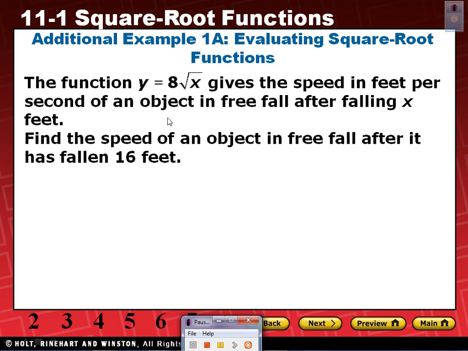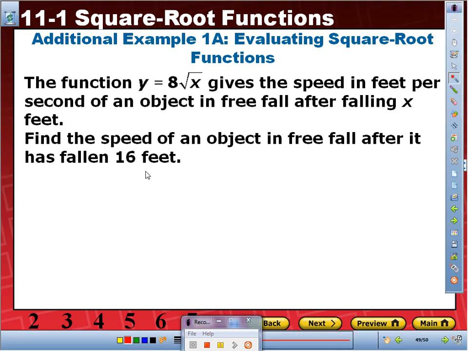So if you notice on this one, they're asking us to find the speed of the object. Are they asking us to graph? No. And what did we say we were doing today? Two things, evaluate and graph. So if they're not asking us to graph, then what are we going to do? Evaluate. So you're going to write your function. Let's do this one together.